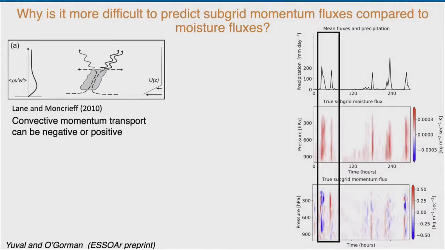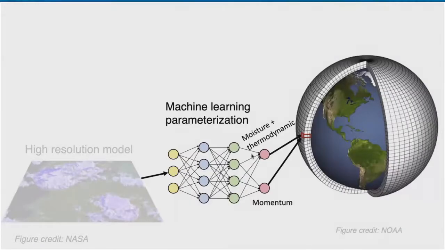The second reason that we find it very difficult to get momentum transport correctly is because of gravity waves. At least linear gravity waves do transport momentum, but they don't transport conserved thermodynamic variables. So this is like an explanation why it would be more difficult to predict momentum fluxes compared to moisture or energy fluxes.